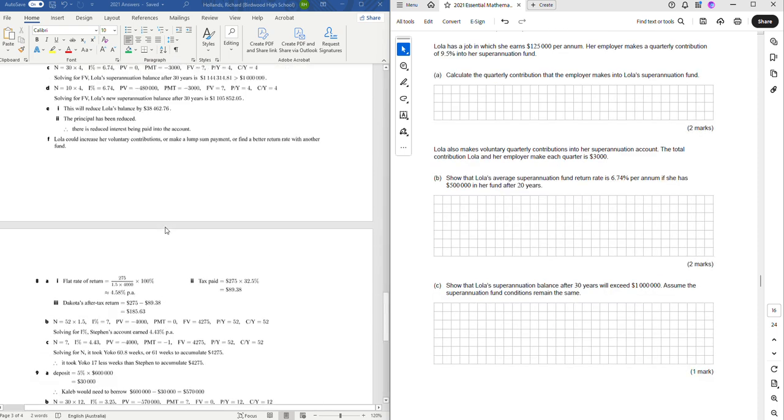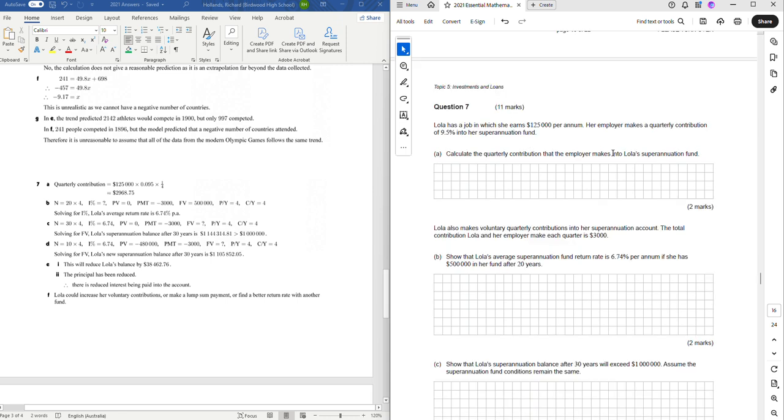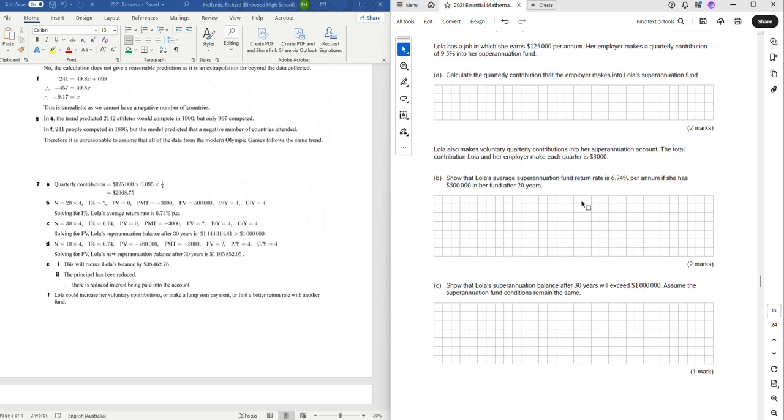All right, question 7. This was our superannuation. Now, I know we covered this most recently, but this was probably something that a lot of people struggled with. Where we started, Lola has a job in which she earns $125,000 per year. Her employer makes quarterly contributions of 9.5% into her superannuation fund. Most of us were able to do this part correctly. Times it by 0.095, and then you times that by 1/4, or you divide it by 4. Where we started to struggle was in the question asking you to show that the interest rate is 6.74.